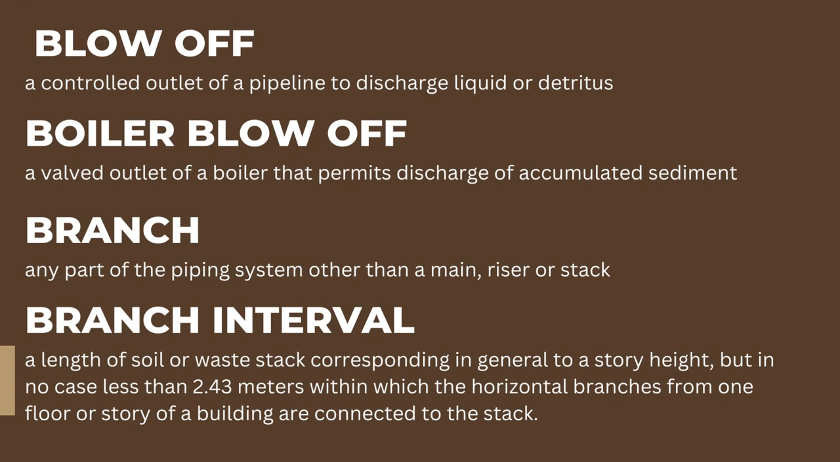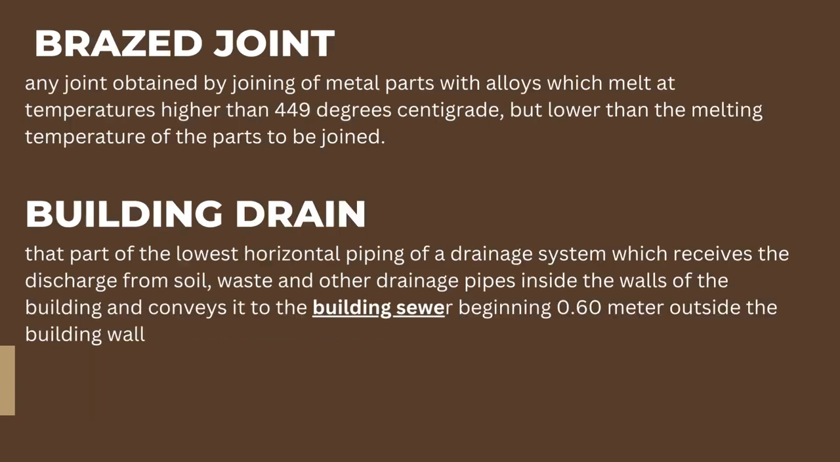Boiler blow off. Branch. Any part of the piping system other than a main, riser or stack. Branch. Branch interval. A length of soil or waste stack corresponding in general to a story height, but in no case less than 2.43 meters, within which the horizontal branches from one floor or story of a building are connected to the stack. Branch interval. Braze joint. Any joint obtained by joining of metal parts with alloys which melt at temperatures higher than 449 degrees centigrade, but lower than the melting temperature of the parts to be joined.